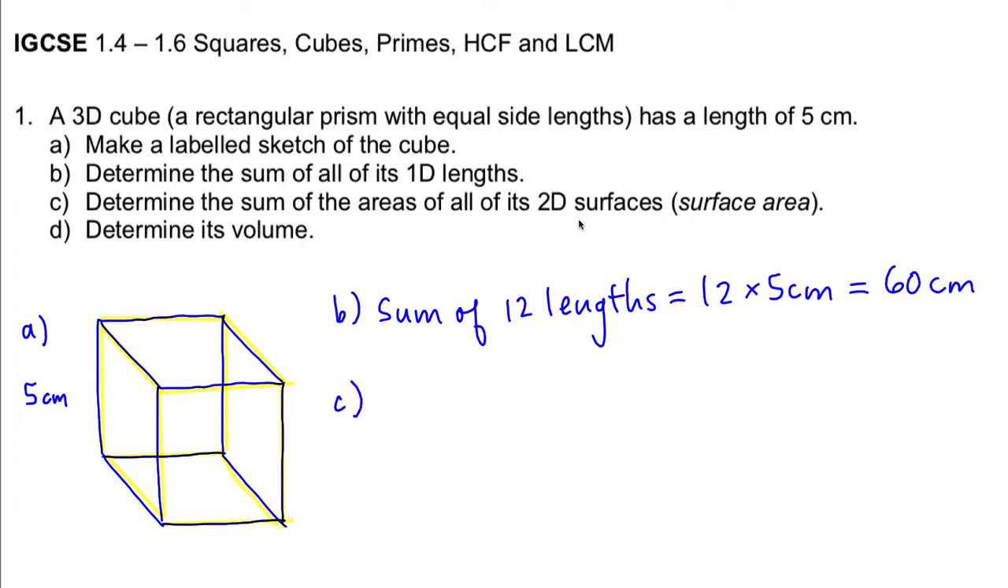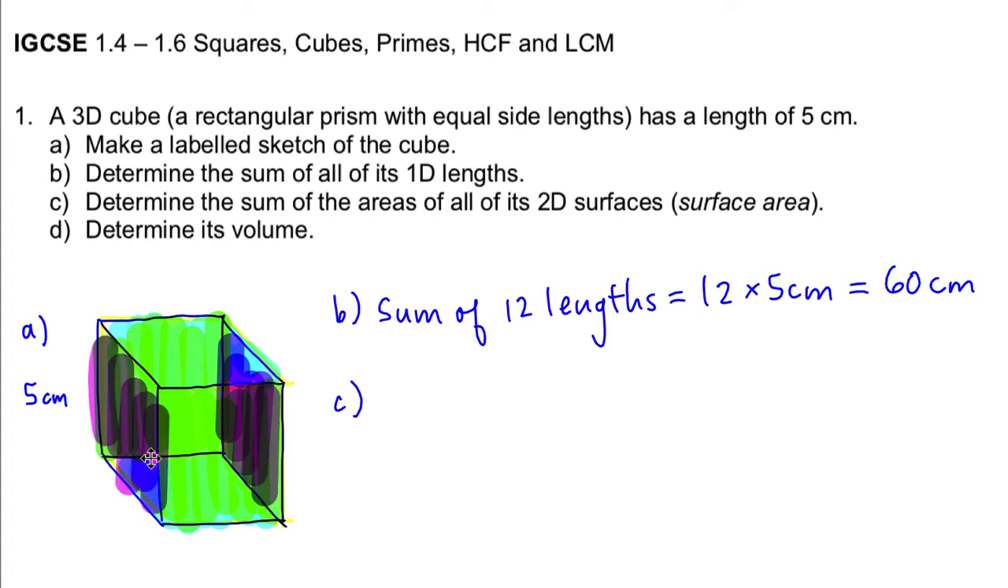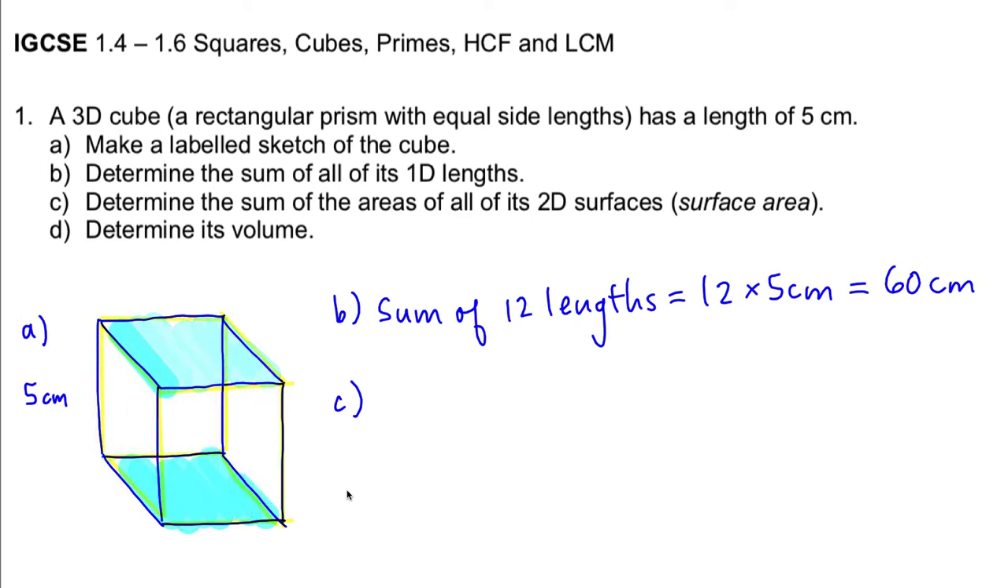In part C, we want to determine the sum of all the areas of the 2D surfaces. So now we want to see how many surfaces we have. I'll color in a different color. We've got 1 on the bottom, and 1 on the top. We've got 1 on the back, and 1 on the front, and we have 1 on the side, and another on the side over here. So that's a total of 6. Now I think the coloring is a bit messy, so I'm going to uncolor it. But we counted 6 surfaces.